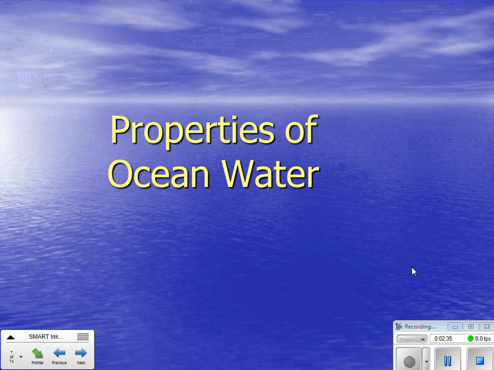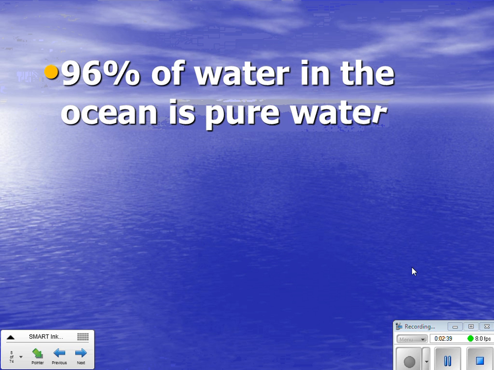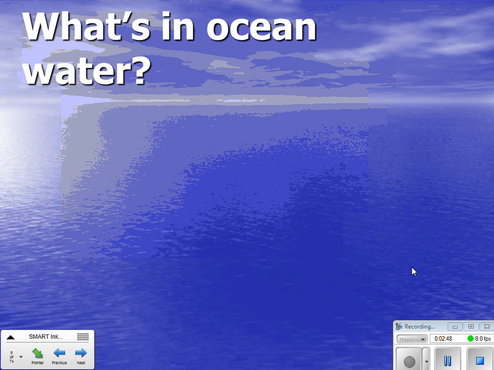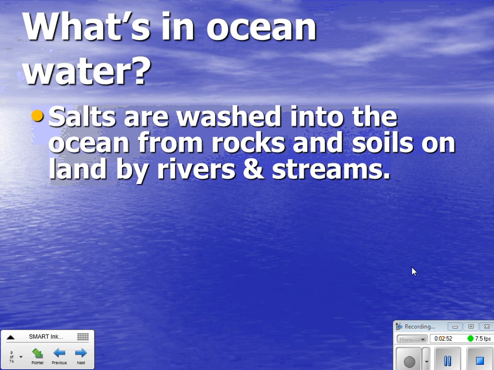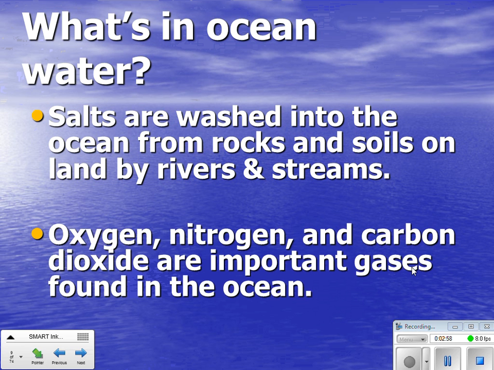So now we're going to get into the properties of ocean water. 96% of water in the ocean is pure water. The other 4% is dissolved minerals, also known as salts, and gases. What's in ocean water? Salts are washed into the ocean from rocks and soils on land by rivers and streams. Oxygen, nitrogen, and carbon dioxide are important gases found in the ocean.